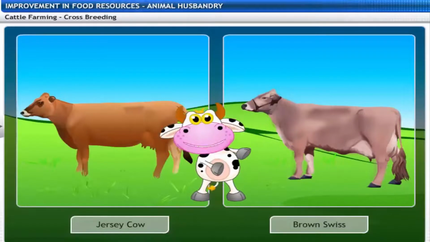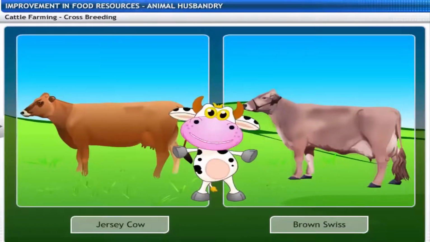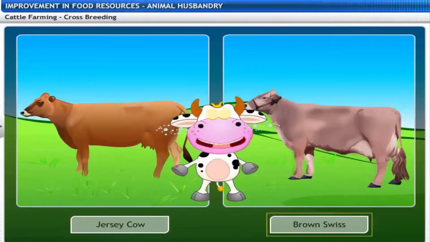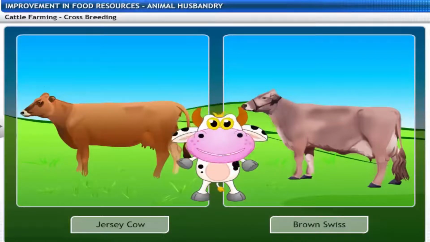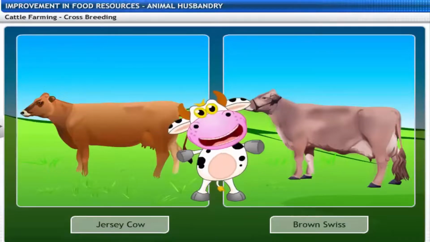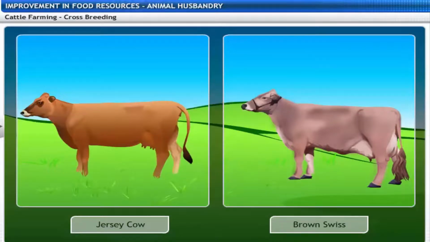Wow! I see some foreigners here as well. That's a Jersey cow, and this one is the brown Swiss. That's interesting. Wonder what they are doing on this farm. Can you guess why? Foreign and local breeds can be crossbred to facilitate the growth of animals with desired qualities.